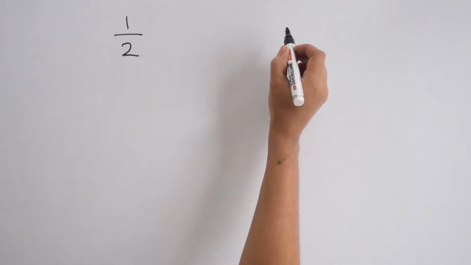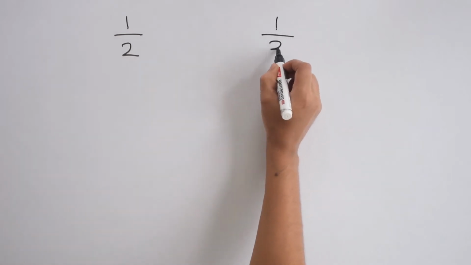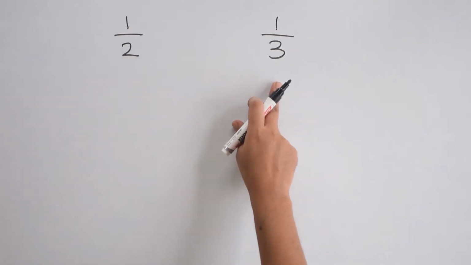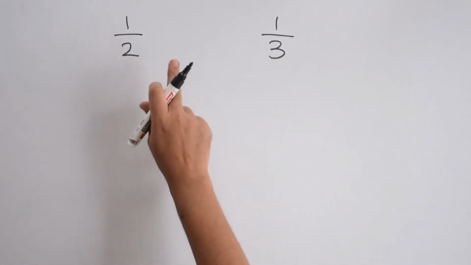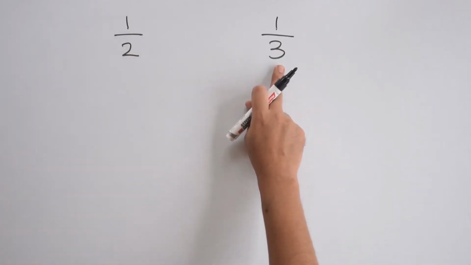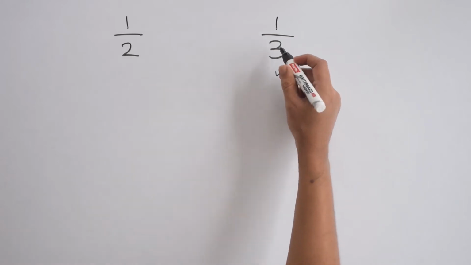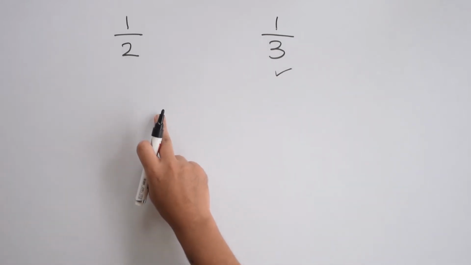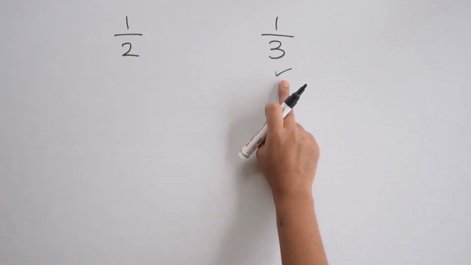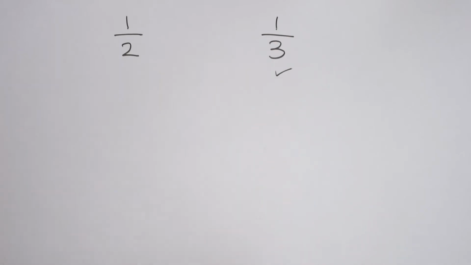Now let us compare two fractions, 1 by 2 and 1 by 3. Which one do you think is bigger? From natural numbers, we know that 3 is always bigger than 2, right? So 1 by 3 must be bigger than 1 by 2. But how do we know for sure that 1 by 3 is actually the bigger fraction? So let's use paper strips here.